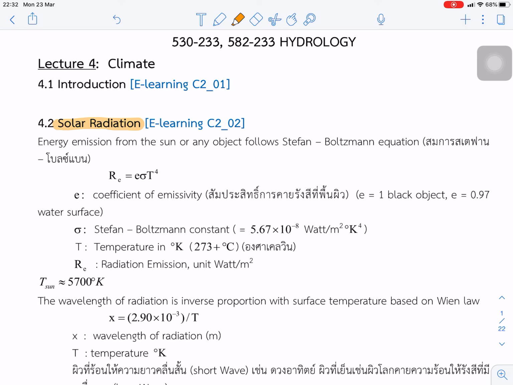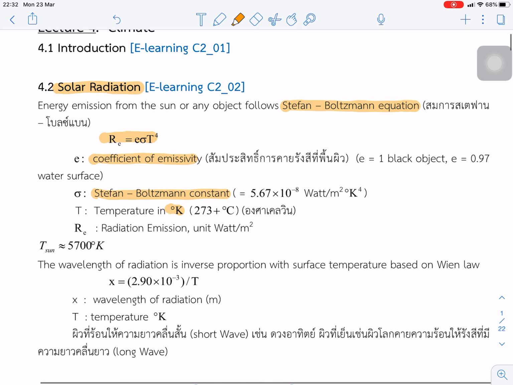Energy emission from the sun or any object follows what we call the Stefan-Boltzmann equation. This equation says radiation is a function of the temperature to the power of 4, and it depends on the coefficient of emission, the emissivity, and sigma, the Stefan-Boltzmann constant. In this case, the temperature is in degrees Kelvin, and you can expect how much radiation there is, because the temperature of the sun is about 5,700 degrees Kelvin.